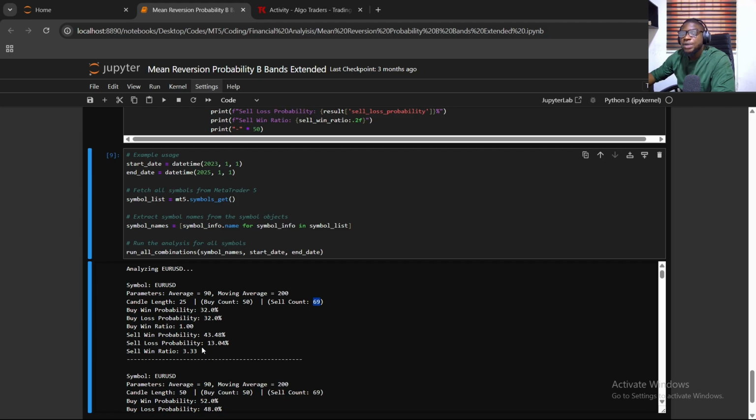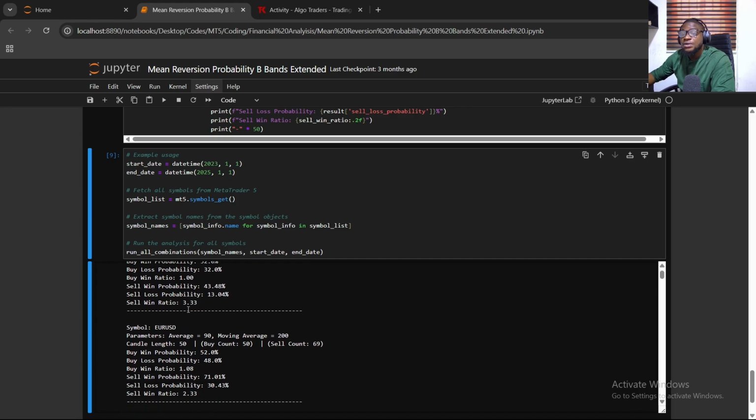And the sell loss probability, which is the probability of it going above the inverse deviation price, was 13%, which gives us a sell ratio of 3.33, right? And you can also see at a candle length of 50, right, we had a sell win probability of 71% and a sell loss probability of 30%.